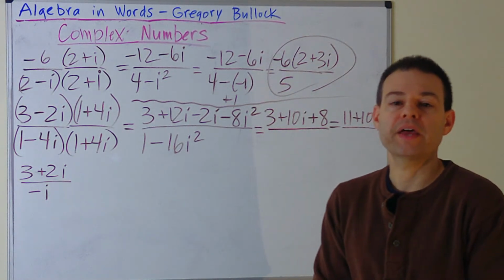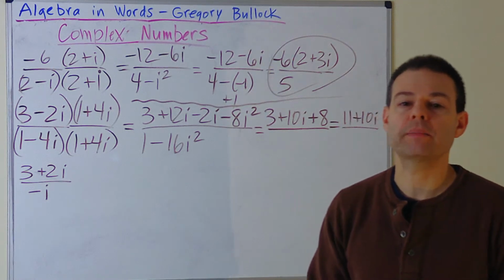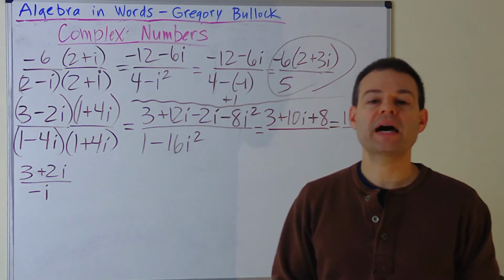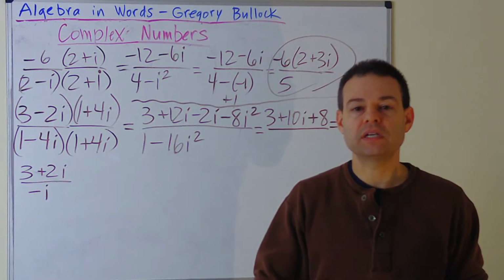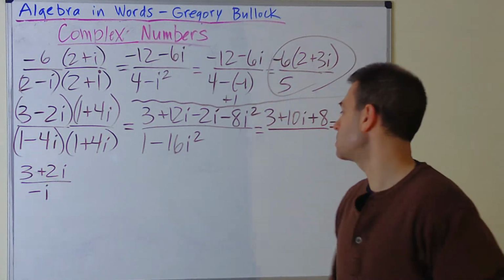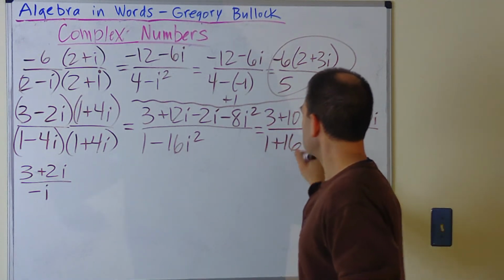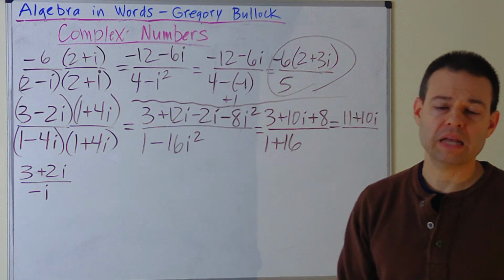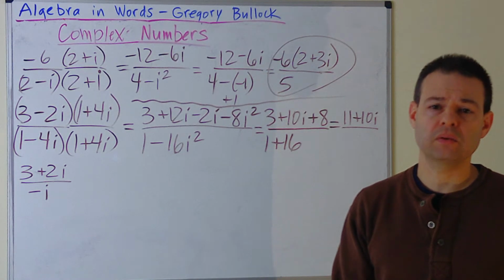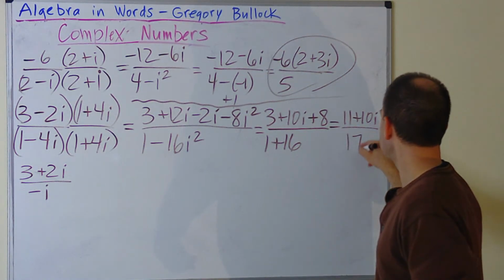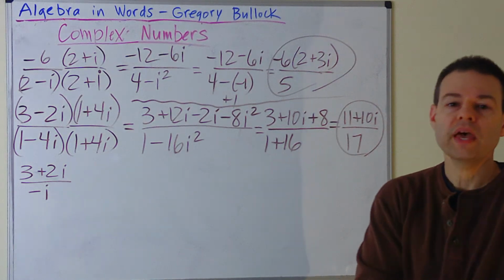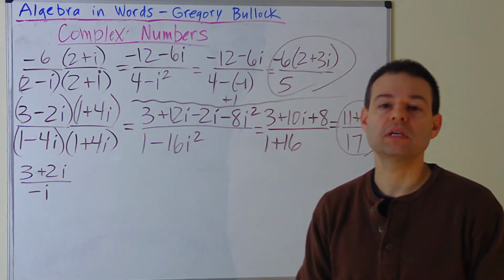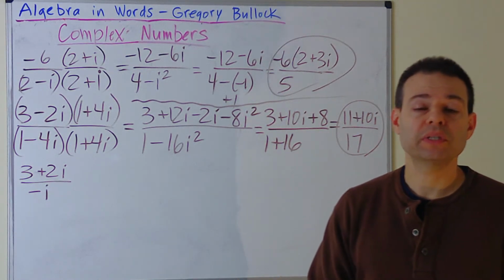Now let's finish the bottom. And again, we'll do the shortcut for the bottom as well. We have negative 16i squared. And since we know that i squared is negative 1, negative 16 times negative 1 makes it positive 16. So I brought over the 1, I converted this to positive 16, and now we can add 1 plus 16, which is 17. And that's our final answer: 11 plus 10i over 17. And there's not much else to it than that.